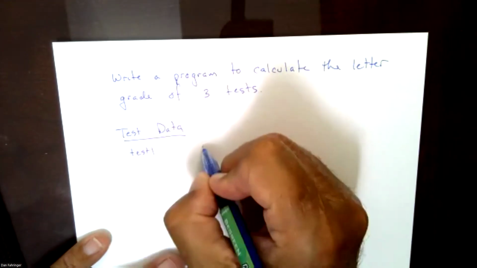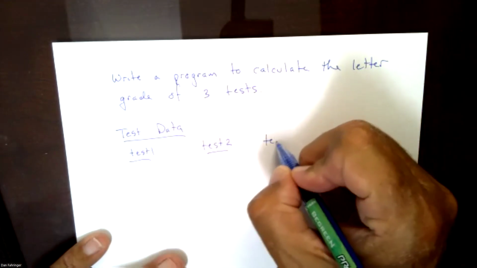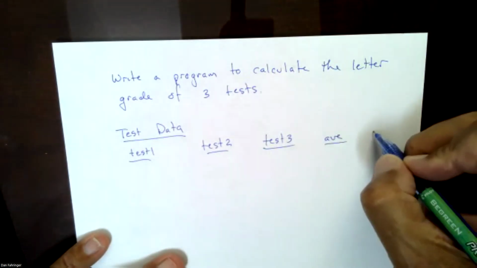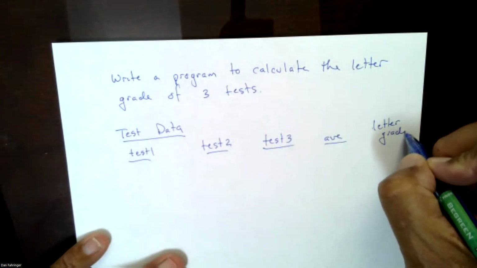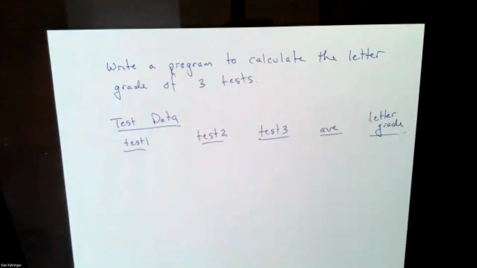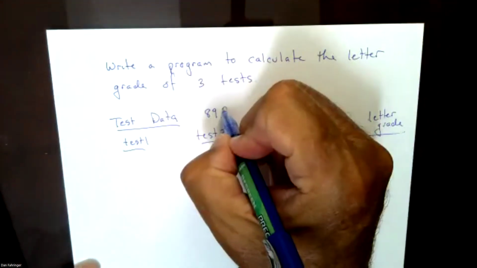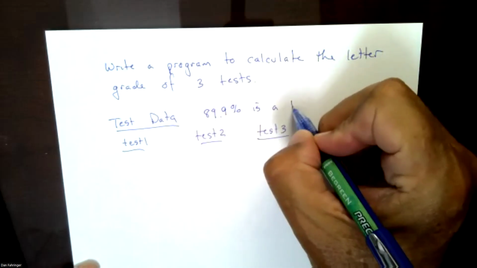Test 1, test 2, test 3, average, letter grade. Straight up, we're not doing any rounding. We're not rounding up. An 89.9 is a B. Should we calculate the letter grade of each test or just the average? That's the average. Okay. 89.9% is a B.